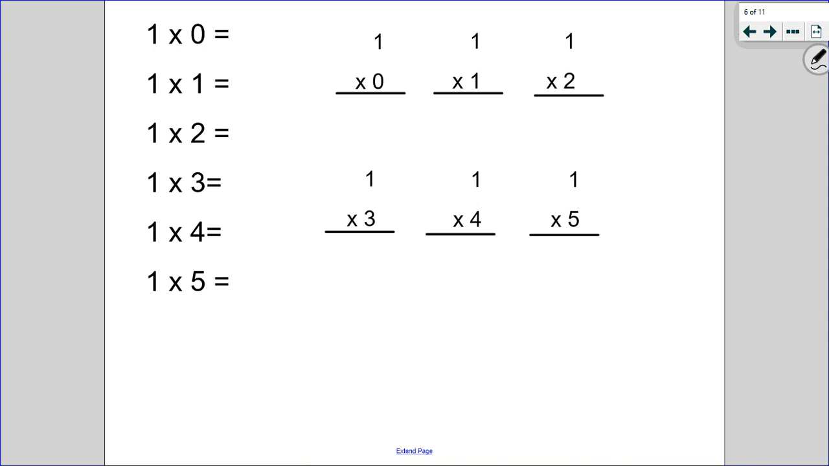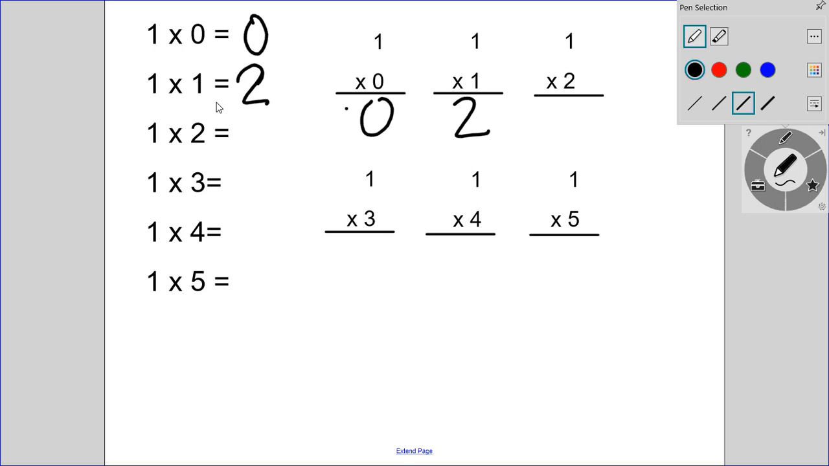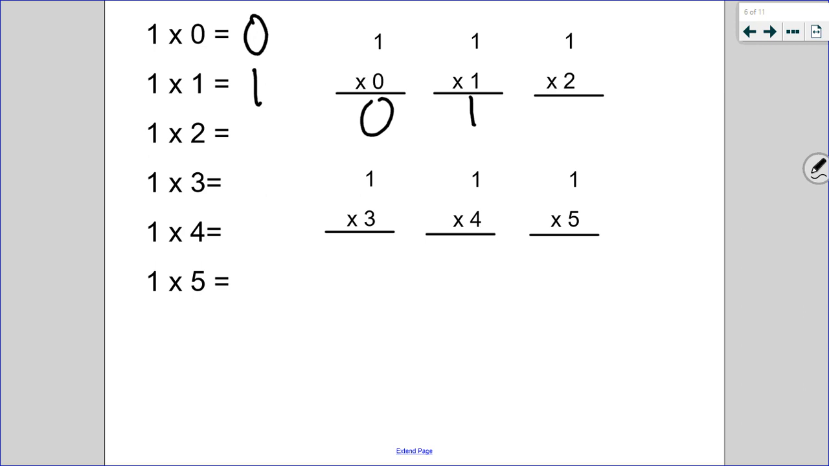1 times 0 equals 0. You don't have any groups of anything, you don't have anything. 1 times 1 equals 2. Oh, I messed up. See that? Miss Chisholm did it. I need to be sure that I'm not adding. I was adding. Missed that problem. 1 times 1 equals 1, because I only have one group with 1 in it.